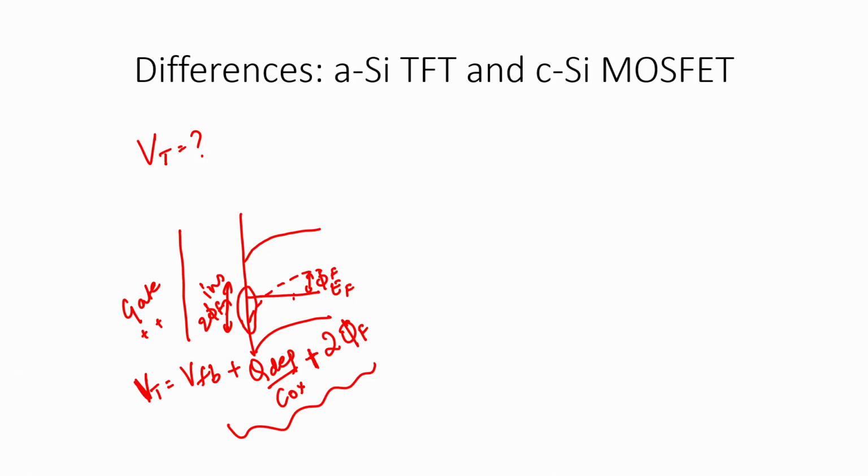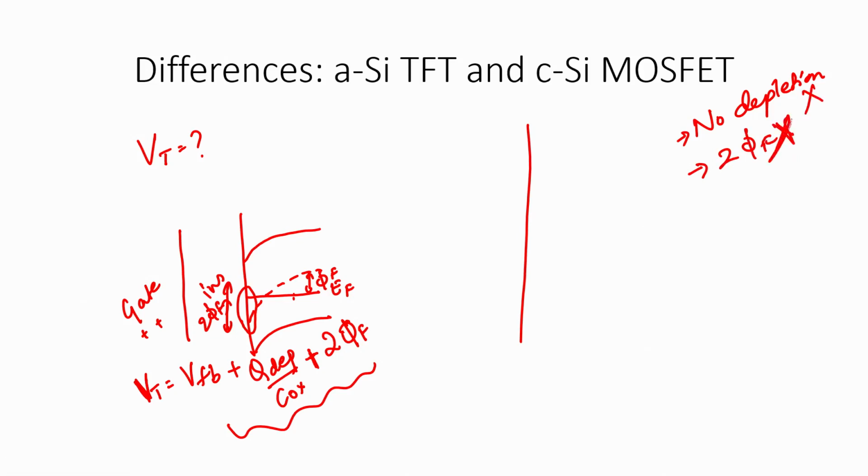What about non-crystalline semiconductors, amorphous semiconductors? In this case, there is nothing like a depletion layer. The semiconductor is intrinsic, there is nothing like a depletion layer. There is nothing like achieving this 2 phi f. There is no inversion point wherein the surface potential achieves 2 phi f. So, these definitions do not exist in a similar manner as in the case of crystalline semiconductors.